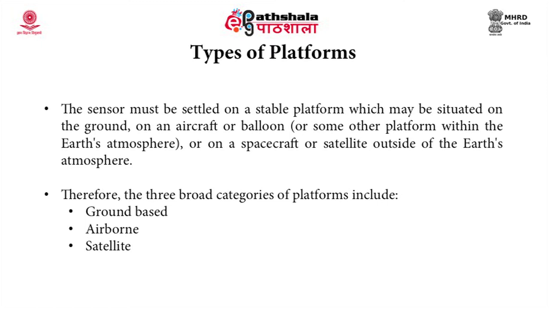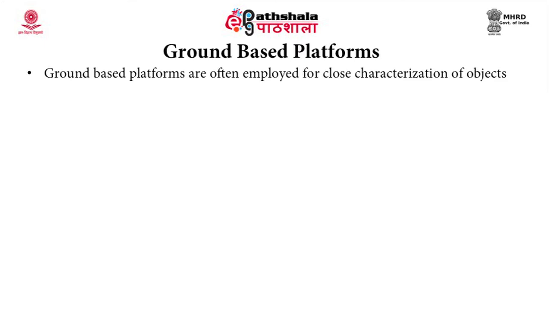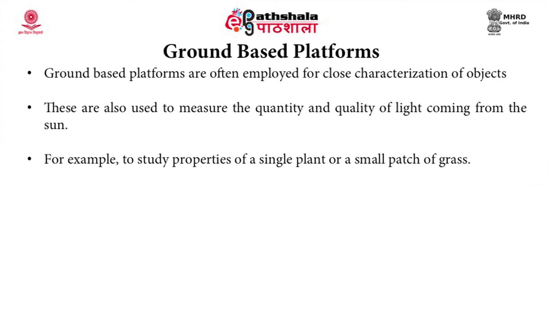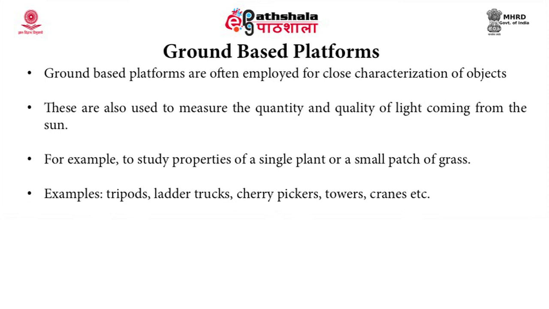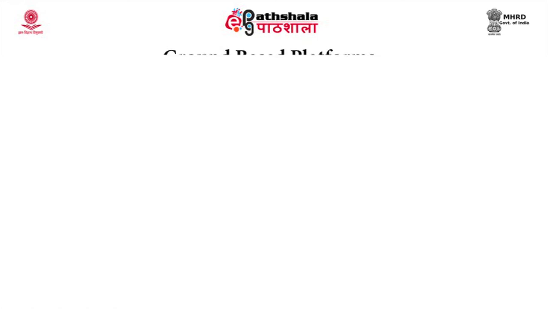Now coming to the first type of platforms, which are ground-based platforms. They are often employed for close characterization of objects and are used to measure the quantity and quality of light coming from the sun. For example, to study properties of a single plant or a small patch of grass. Examples of ground-based platforms include tripods, ladder trucks, cherry pickers, towers, cranes, etc. Some of these platforms are fixed permanently to the ground to gain information about some terrestrial features requiring continuous monitoring or to record various atmospheric phenomena. This figure shows some examples of ground-based platforms.